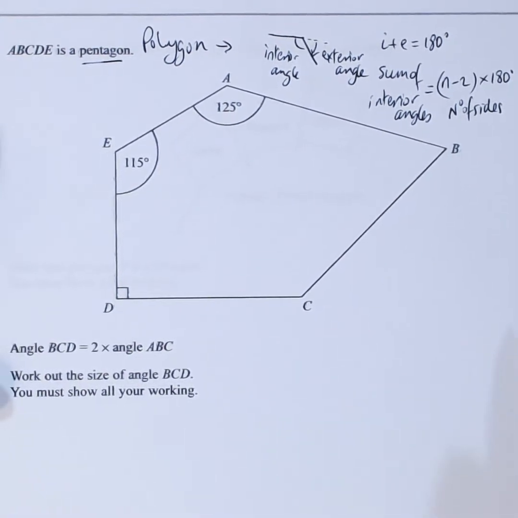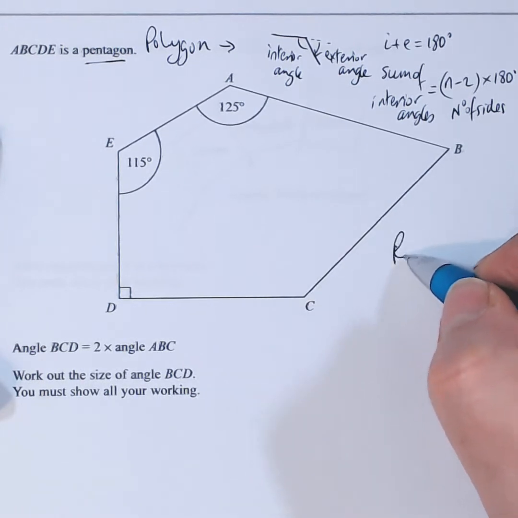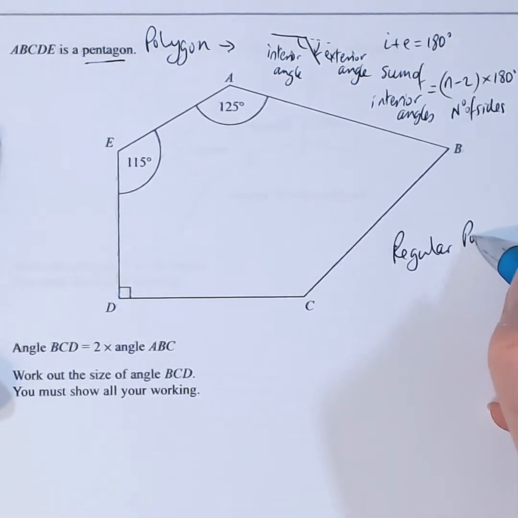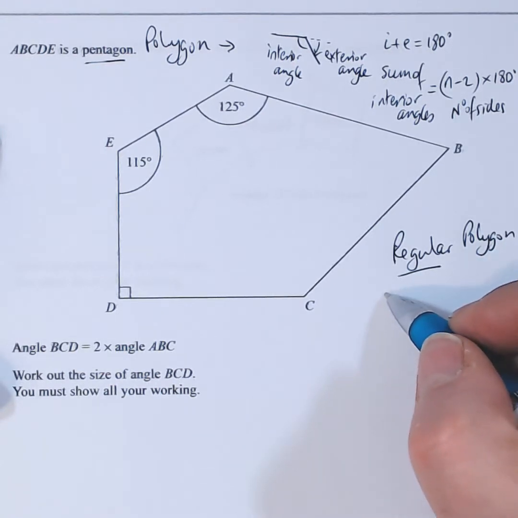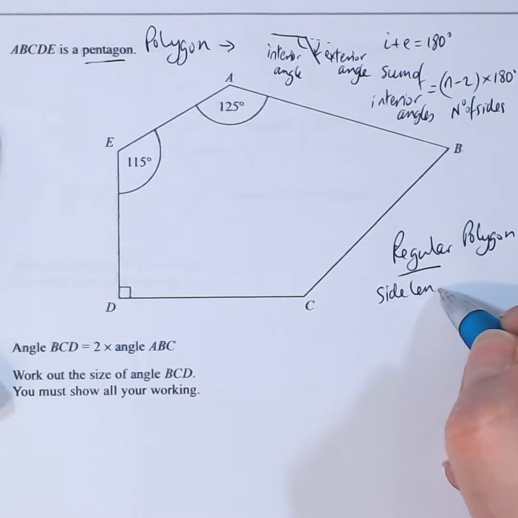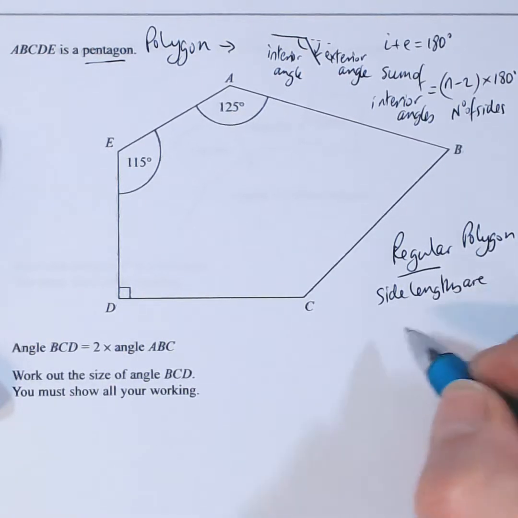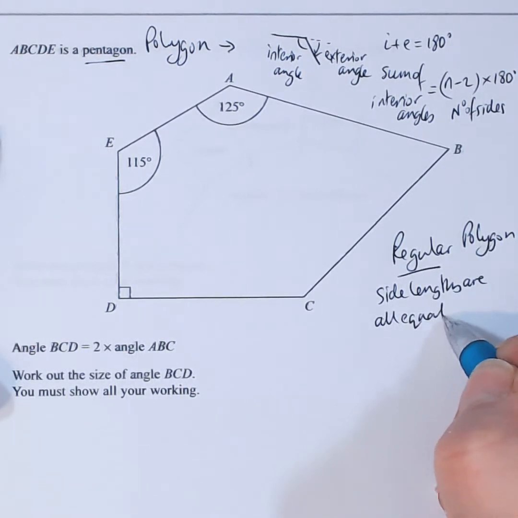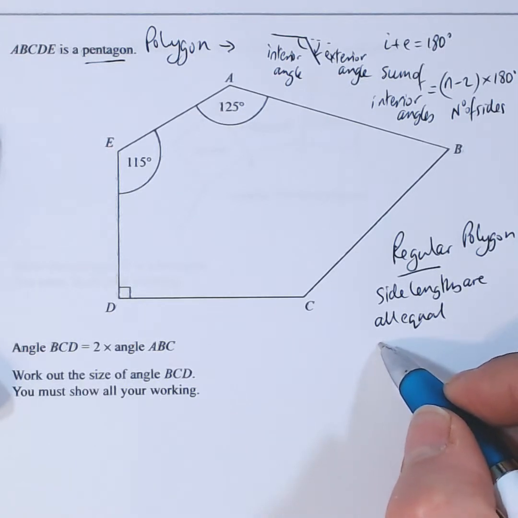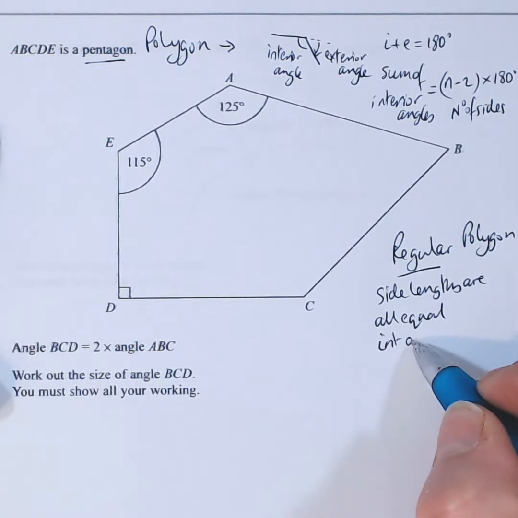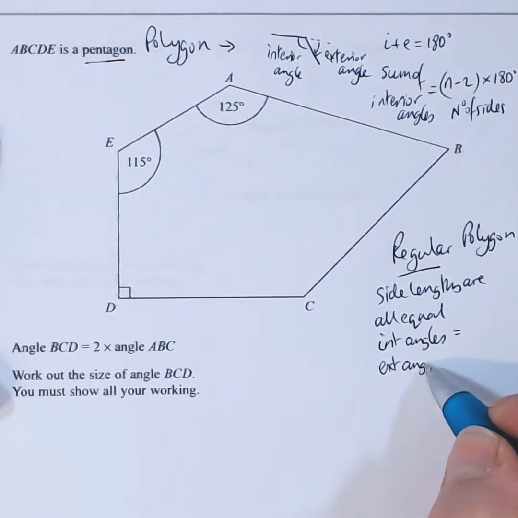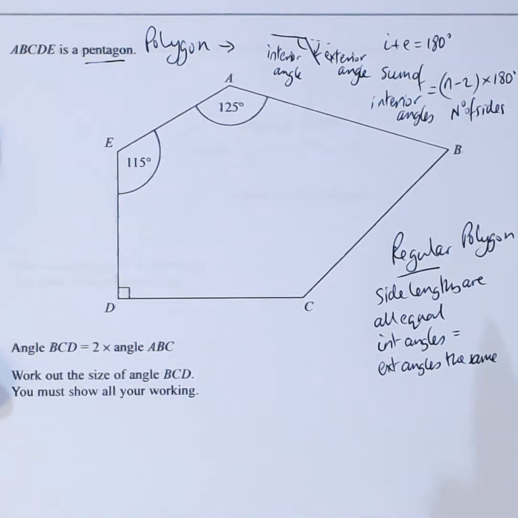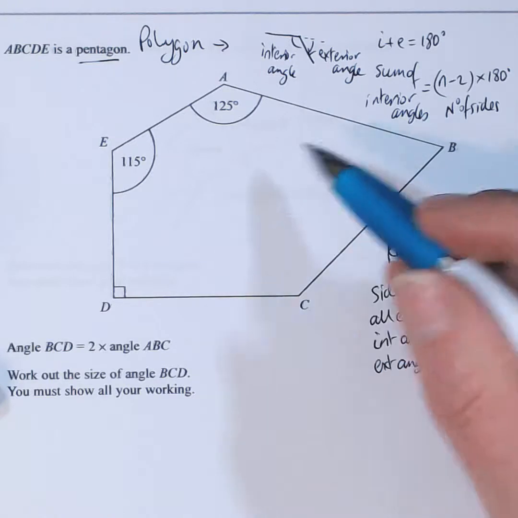Now if we have a regular polygon, then there is a third rule that comes into play. Regular polygons are all about the side lengths being equal. So the side lengths are all equal, and that means then that the interior angles are equal and the exterior angles are the same. So basically we've got those formulas to remember to work with polygons.